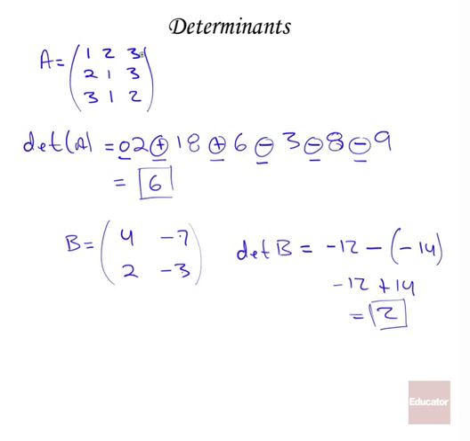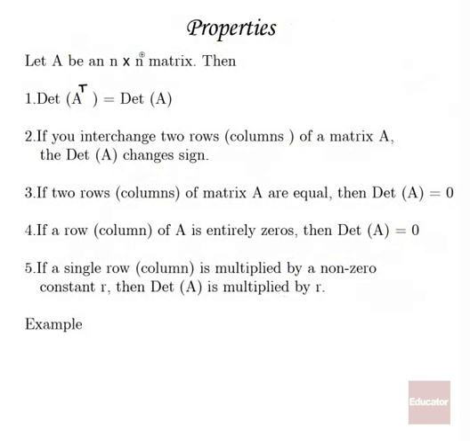Let's see here. Let's go over some properties of the determinants. Just like we did properties of matrices, we'll talk about some properties of determinants. So let A be an n by n matrix. Okay. And then the determinant of the A transpose is the determinant of A. In other words, if I take A, take the transpose of it, and if I take the determinant, it's the same as the determinant of A.